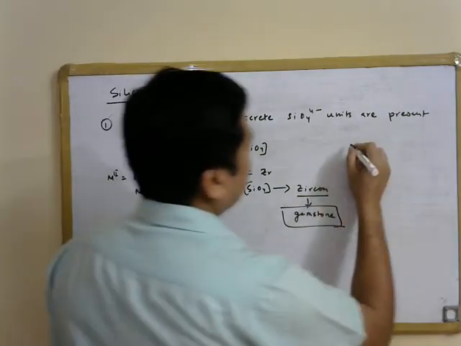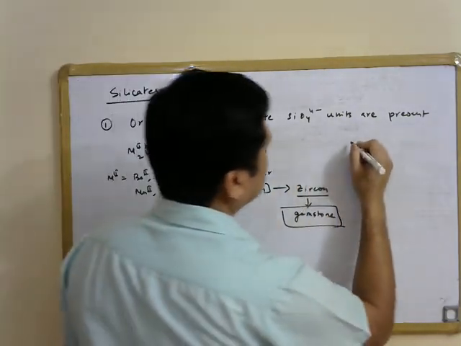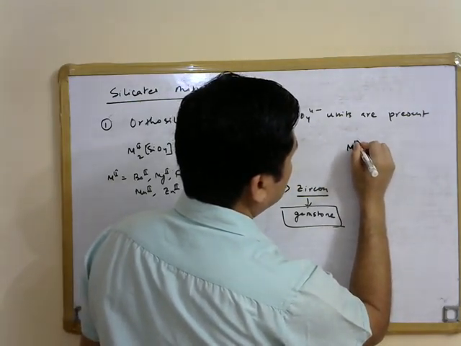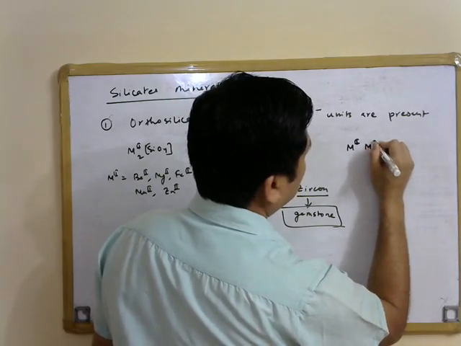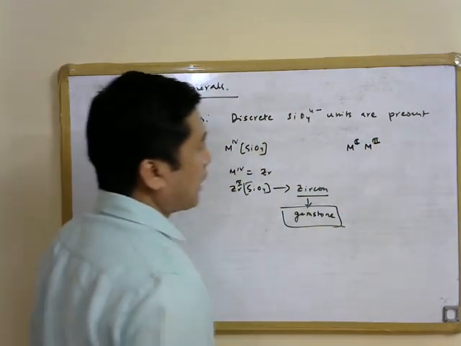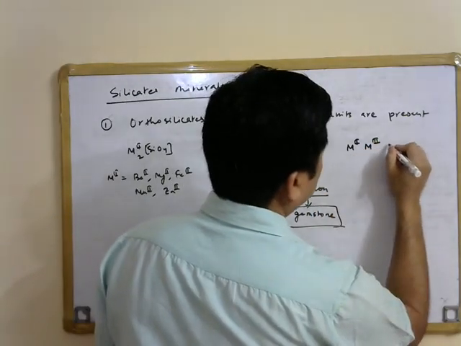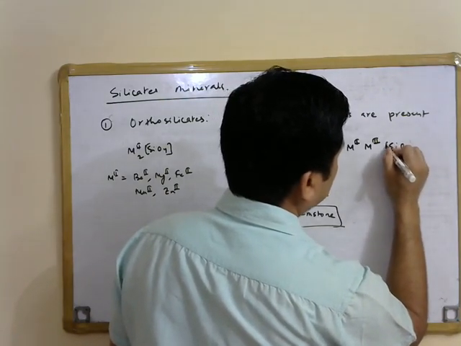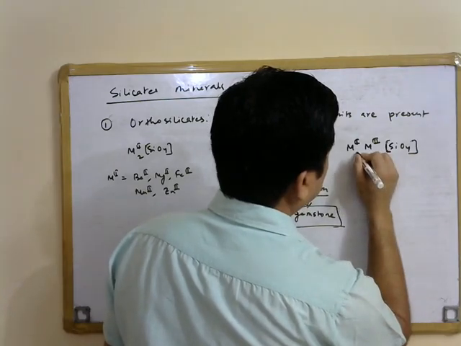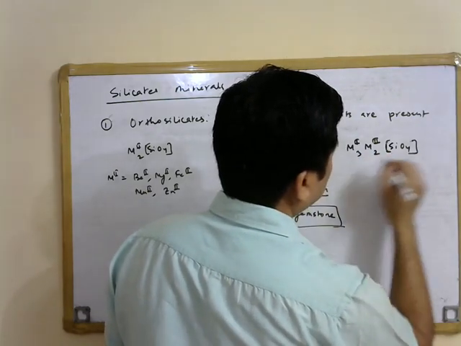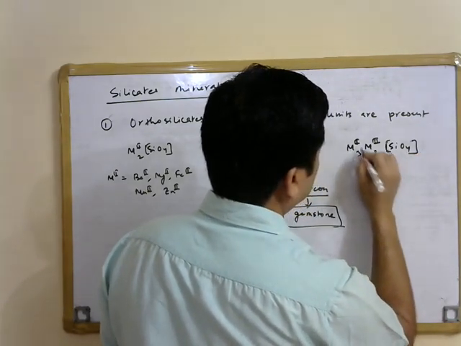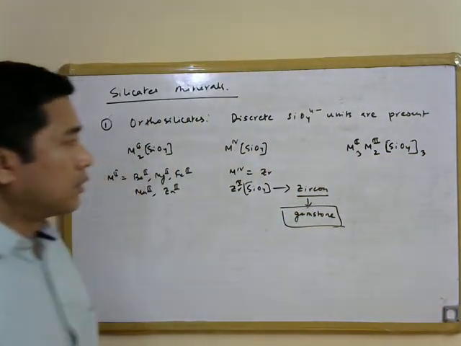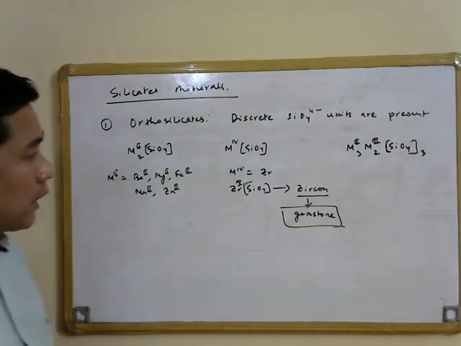Then we also have another type of orthosilicates, where mixed valent metals are present. So both divalent and trivalent metal ions are present here. So we have SiO4. So here we have 2, and this is 3, and this is going to be 6, and this is also 6. So this is going to be equal. So this is how we can balance the charge here.